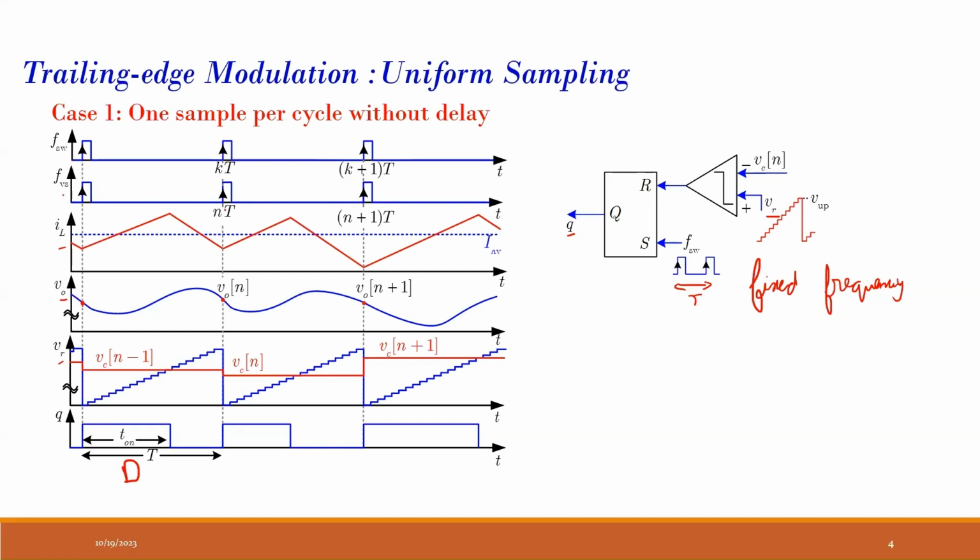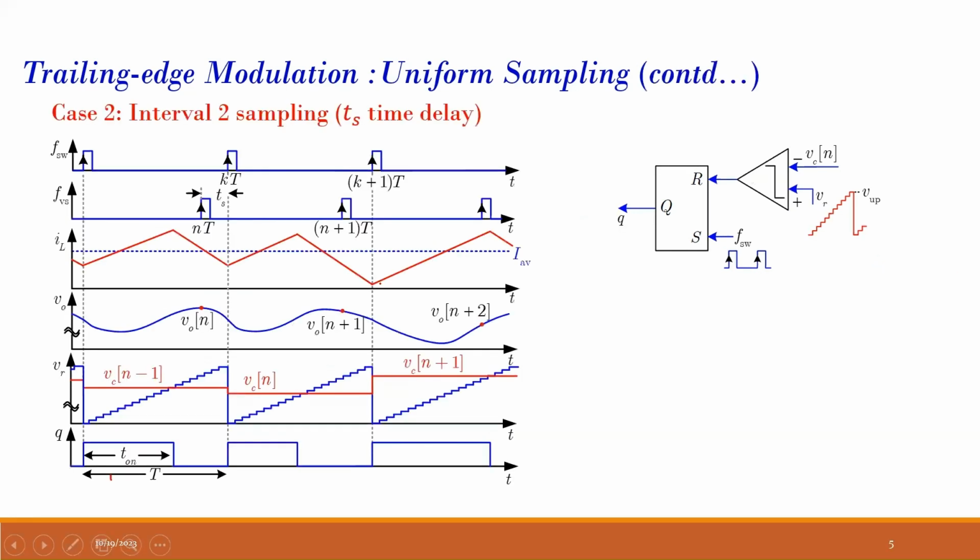So in this case, what happens at the switching clock? When the switching clock comes, my sampling clock also comes, and the sample of the output voltage is taken, and that updates my controller output, and that generates my new duty ratio T on 1. It generates a new duty ratio. Similarly it happens in the next cycle.